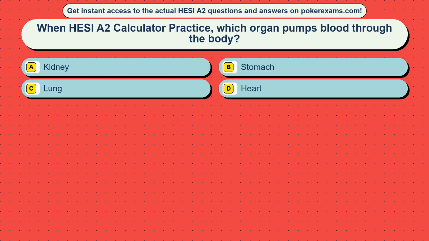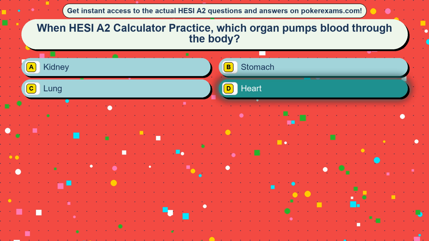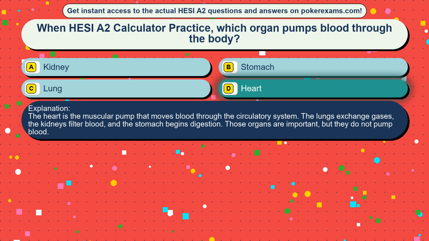Question 39. When HESI A2 Calculator Practice, which organ pumps blood through the body? Option A, kidney. Option B, stomach. Option C, lung. Option D, heart. The correct answer is option D, heart. The heart is the muscular pump that moves blood through the circulatory system. The lungs exchange gases, the kidneys filter blood, and the stomach begins digestion. Those organs are important, but they do not pump blood.